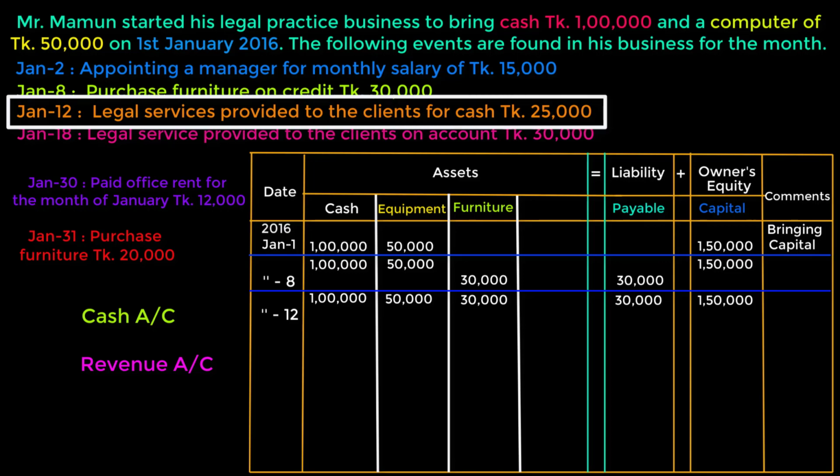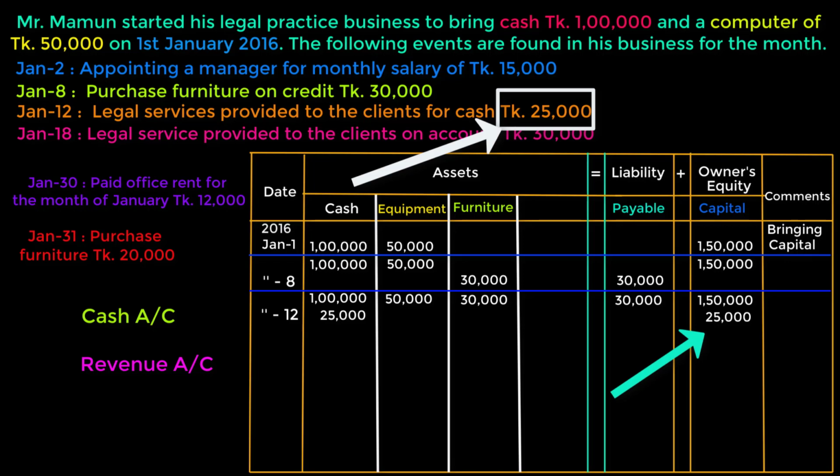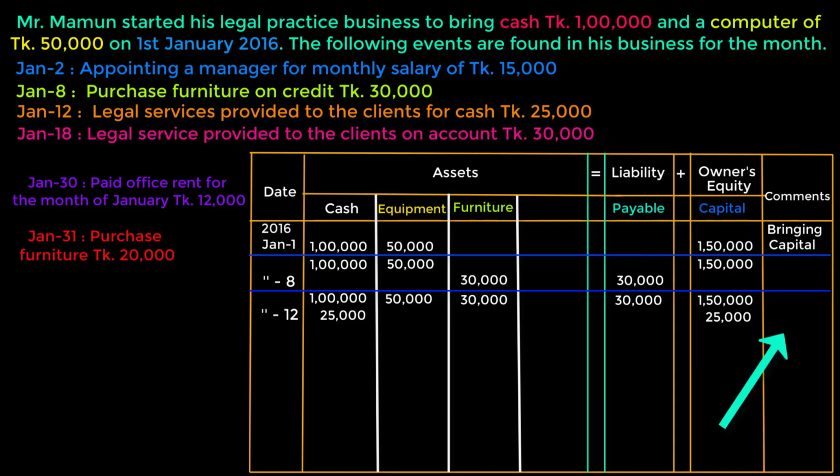See, for this transaction, again this left hand side and this right hand side will be changed. For this cash account, will these assets be increased or decreased? Obviously, assets will be increased. That means this 25,000 taka will be plus in this cash column. Therefore, automatically this 25,000 taka will also be plus here in this capital column. As this transaction has a relation with this owner's equity, we will write a comment here in this comment column, and that is revenue. Now again we will have to draw this line to show the balance.